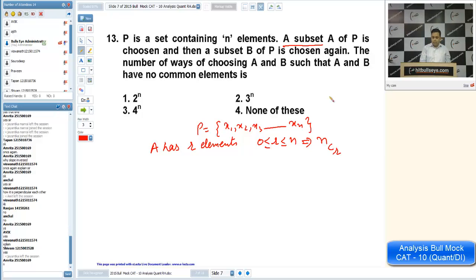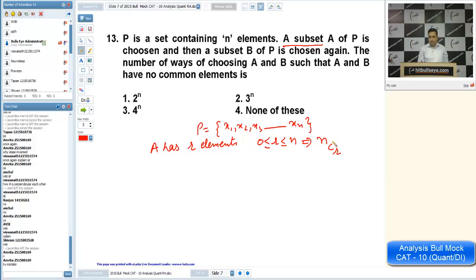Okay, the number of ways in which A can be chosen is nCR. We have n elements and we have to select R elements out of these n elements. Now, when A has R elements, the number of elements left for B is n minus R.